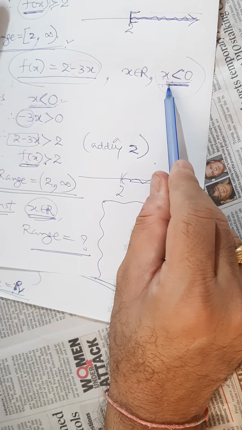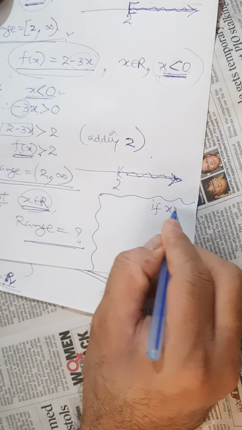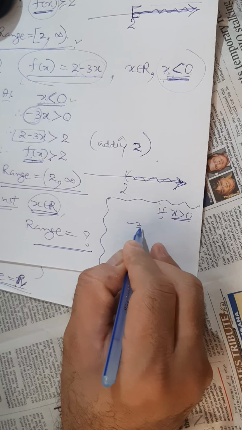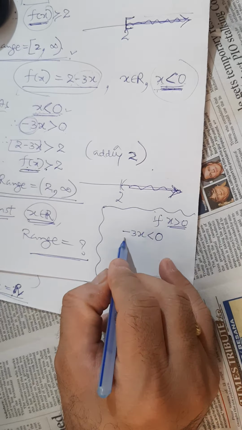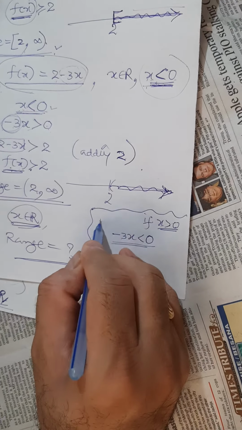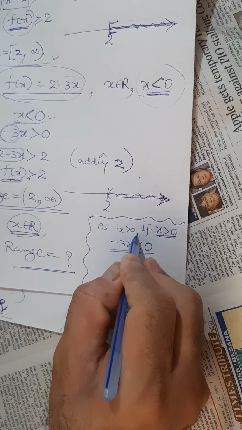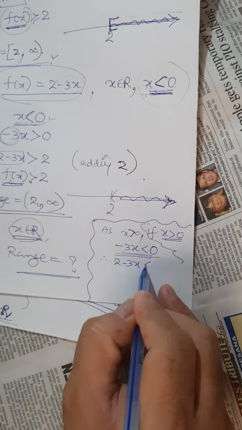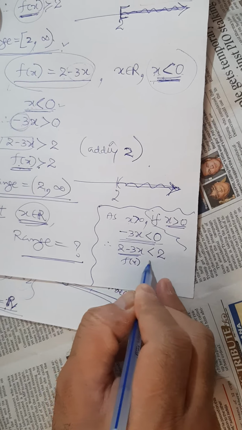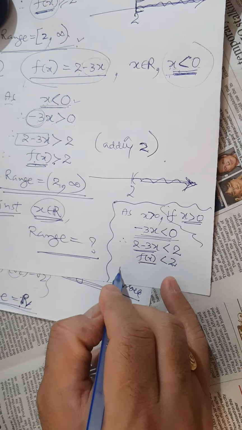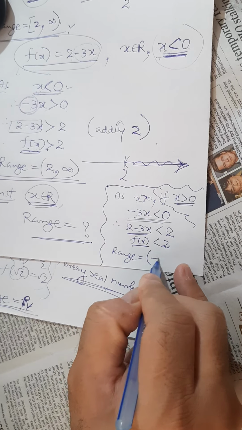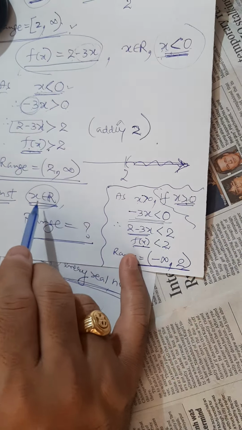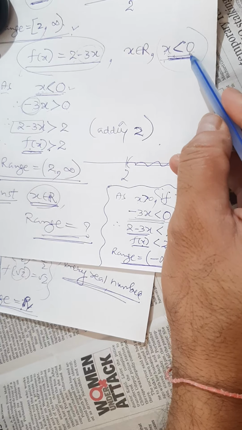Now if you are given x greater than 0, here I have chosen x less than 0. If x is greater than 0 here, then if I multiply with a minus sign, −3x will be less than 0, because this is positive and I'm multiplying with a negative number. So if I multiply with a minus sign, the inequality will be reversed. If I add 2 here, then less than 2. So the value of the function is less than 2. What will be your range in this case? It will be from minus infinity to 2, remember. This is for x greater than 0. You think, if it belongs to R, then what will be your range? Here it is less than 0. In that case 2 to infinity.